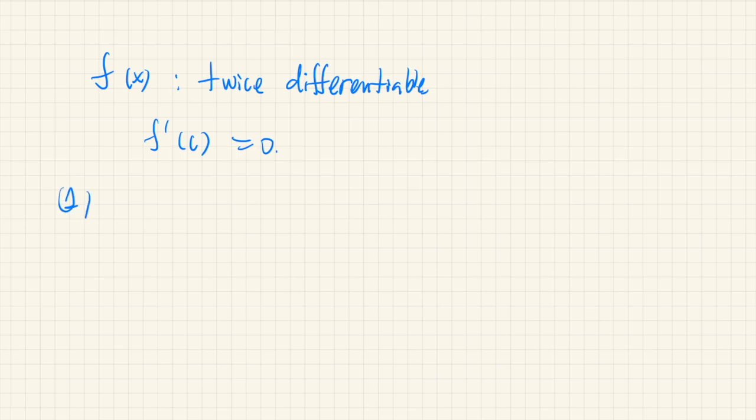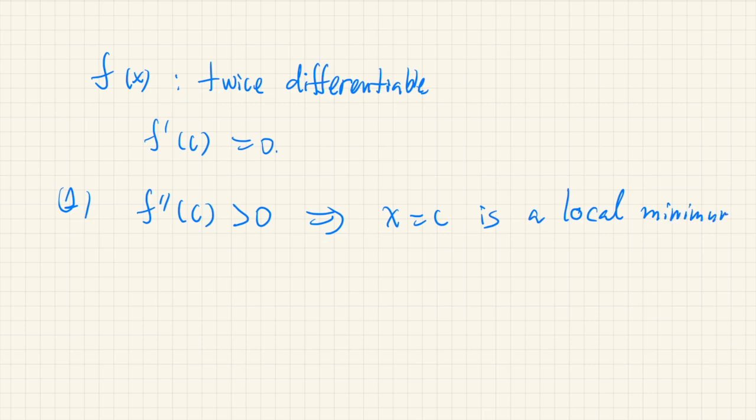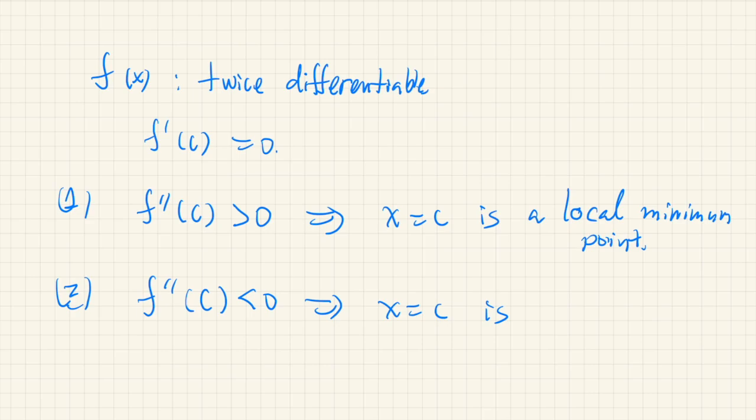And the next corollary of the mean value theorem is related to local extreme values. Suppose f of x is at least twice differentiable. And assume that f prime of c is equal to 0. So the point c is a stationary or critical point. Then first, if f double prime of c is positive, then x equal to c is a local minimum point. And second, if f double prime of c is negative, then x equal to c is a local maximum point.